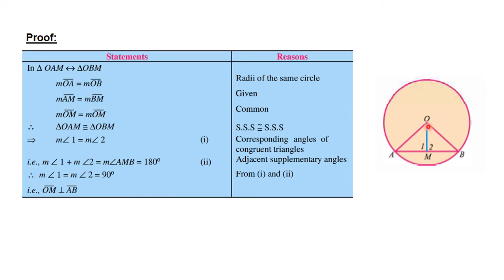Now students, you observe that in both triangles, OAM and OBM, OM is the common side. So it is common between both the triangles. Therefore, triangle OAM is congruent to triangle OBM. When these three sides of this triangle are congruent to the three sides of this triangle, then this is known as SSS postulate, that is, S.S.S. congruent to S.S.S. S stands for side. That implies that measure angle 1 is equal to measure angle 2, because their corresponding sides are congruent, so their corresponding angles will be congruent.